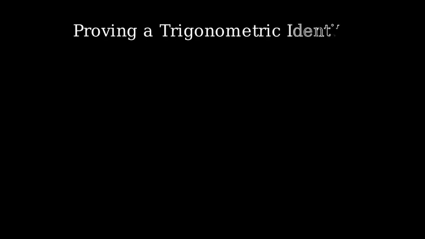Welcome. Today we'll prove the trigonometric identity that sine of pi over 2 plus theta equals cosine of theta. Let's start by writing out what we want to prove. To understand this identity geometrically, let's look at the unit circle.